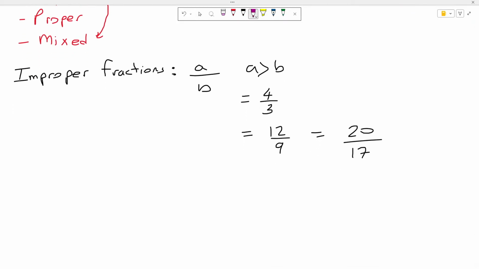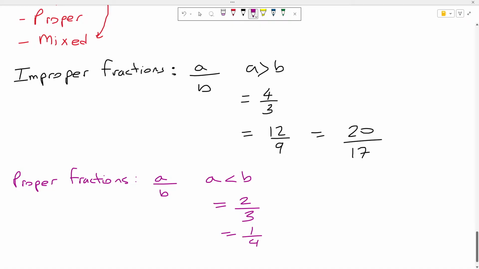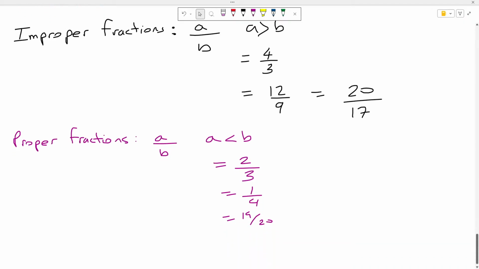Now, proper fractions are kind of the opposite. Proper fractions are fractions a over b where the numerator is less than the denominator. It could look something like 2/3, 1/4, or 19 over 20. All of these are what we call proper fractions.